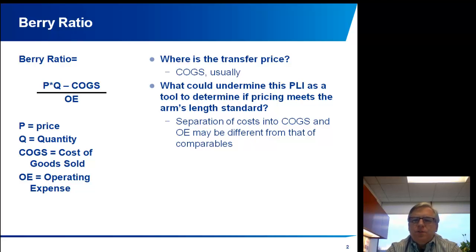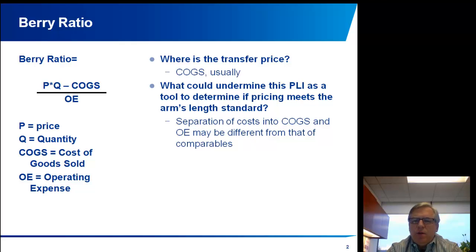One of the first issues that comes into play when looking at the Berry ratio is to ask the question of whether the costs separation into COGS and operating expenses might be different from that of the comparables. If there's a difference in that decision as to how a certain expense ought to be allocated to one or the other, it'll be moving an item from the numerator to the denominator, and you'll get variation in the Berry ratio, not as a result from normal variation in arm's length pricing, but from a difference in accounting standards that two different firms might be employing.